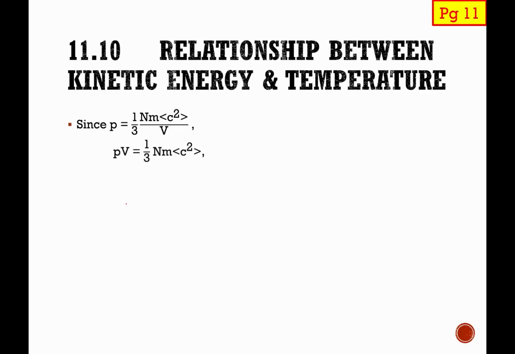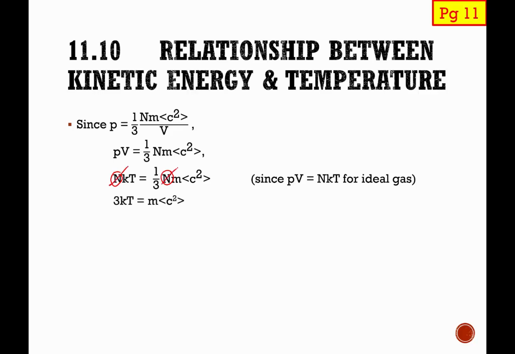So I bring V to the left hand side, I have PV equals to 1/3 nm average c squared. And if you recall, PV for an ideal gas is basically NkT. Why I use NkT in this case is because I have the number of molecules. I just want to use a formula with the number of molecules as well, because the next step is to cancel them away. So I'll be cancelling the N away and then bring 3 to the left hand side. So you can see that I have 3kT equals to m average c squared.